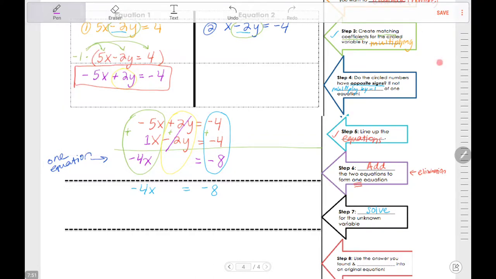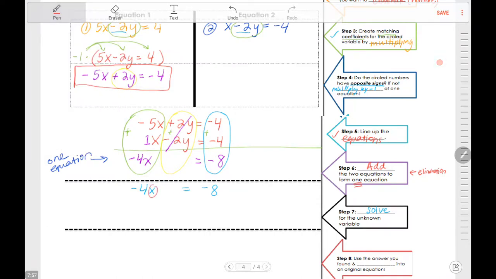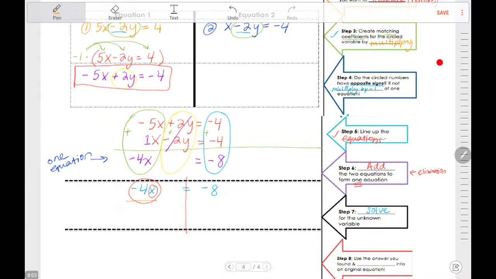What's that unknown variable? Well, there's only an x here. So I'm going to get x by itself. And there's a negative 4 next to it. The inverse operation I need is to divide by negative 4. Divide by negative 4 on both sides of the equation. And then these negative 4's cancel. Now I have x is equal to negative 8 divided by negative 4, which is positive 2. Step 7, I just solved for the unknown variable.